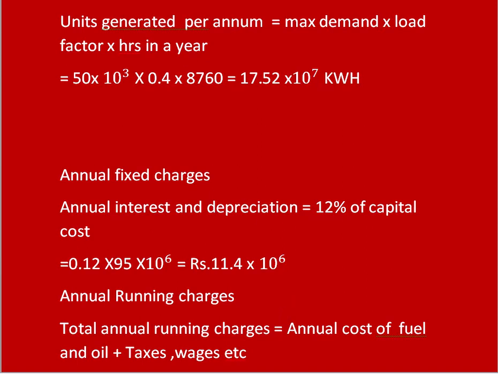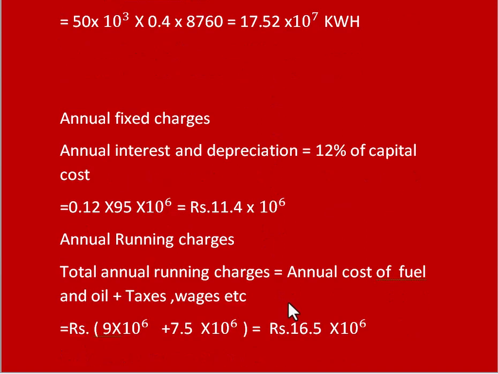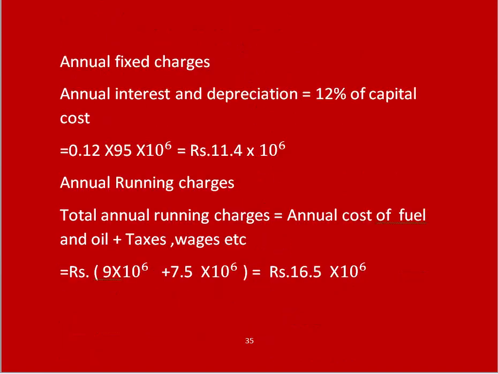This is the annual fixed cost. Next, the annual running charges. This is nothing but the annual cost of fuel and oil plus taxes, wages, etc. The annual cost of fuel and oil is given as 9 into 10 power 6, and taxes etc. is given as 7.5 into 10 power 6. So adding both, we get rupees 16.5 into 10 power 6. This is the total running cost.